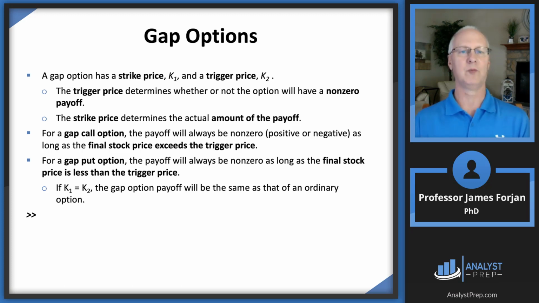But what if we have two reference points? What if we have a strike price and a trigger price? And so the source chapter uses the notation K1 and K2. What the trigger price does is it determines whether or not the option will have a non-zero payoff. But the strike price will determine the actual amount of the payoff. Now, for calls and puts, the payoff is going to be non-zero. It could be positive or it could be negative, both for calls and puts. And it depends on the relationship among the stock price at expiration and the strike price and the trigger price.